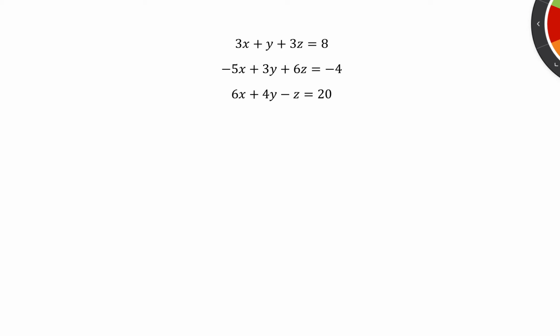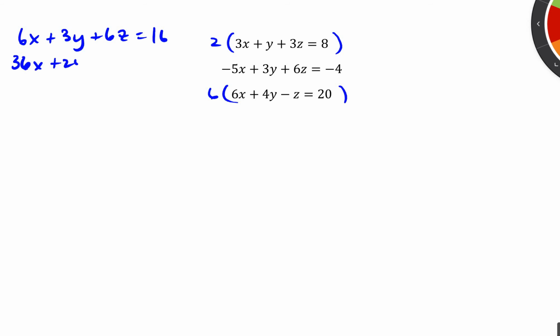So looking at the numbers, I would get rid of the z's. So I'd multiply the first by 2 and the last equation by 6. That'll give me 6z's or negative 6z's. So I'm going to have 6x plus 3y plus 6z equals 16 for the first equation. If I add that to the last equation, I'm going to get 36x plus 24y minus 6z is equal to 120.